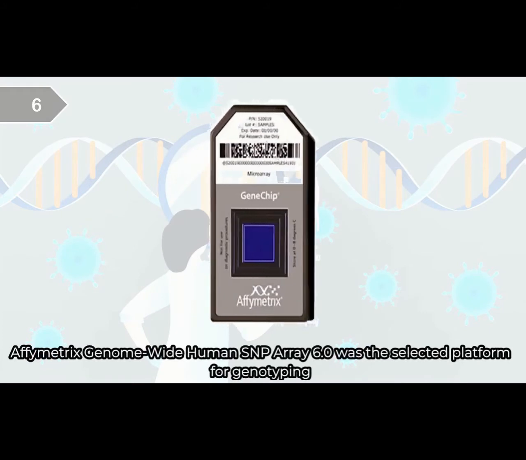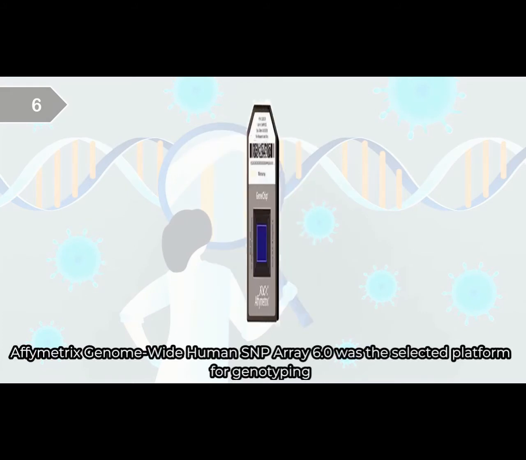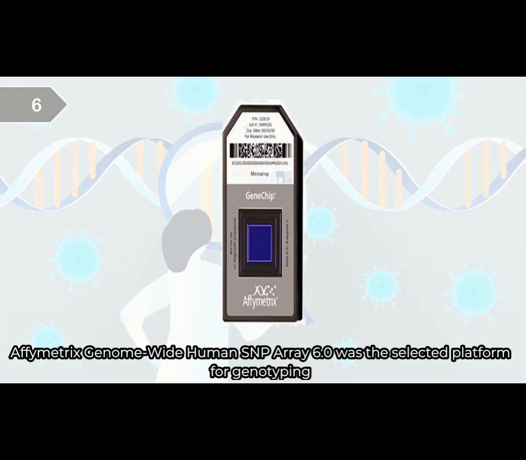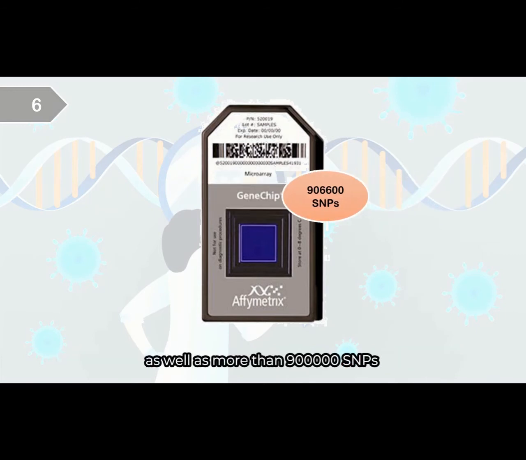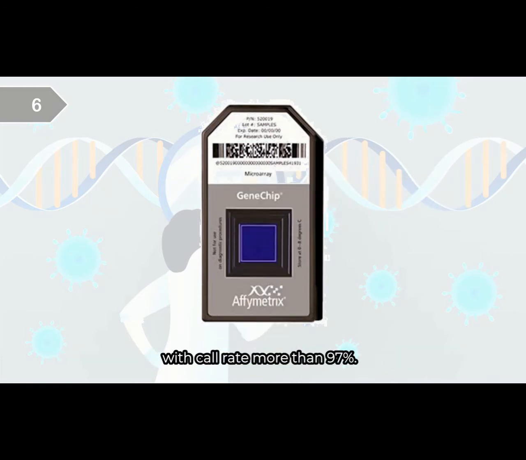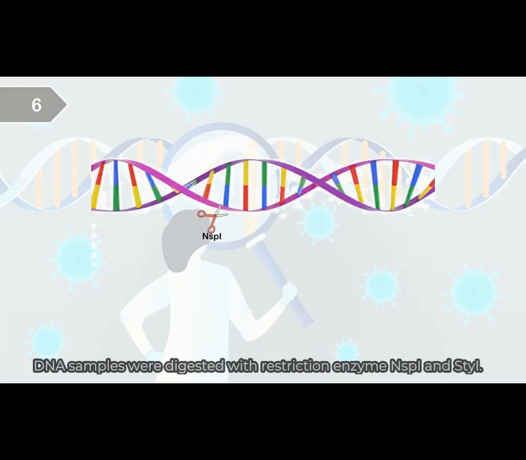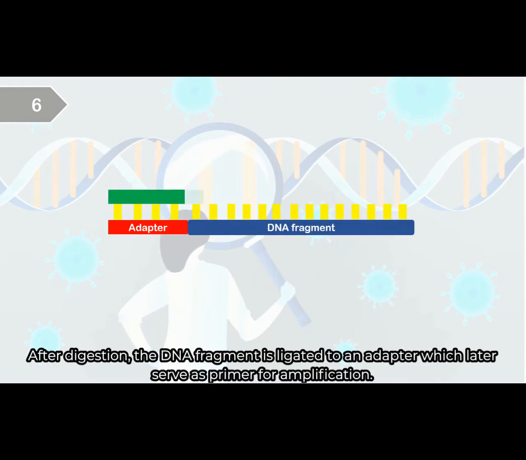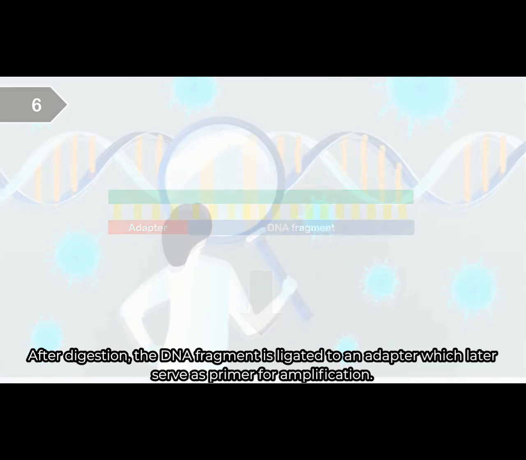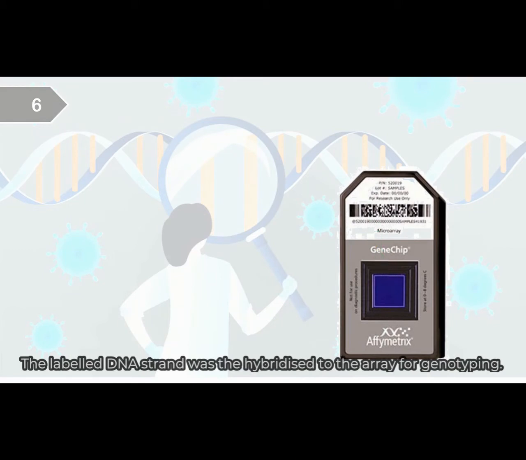The Affymetrix Genome-Wide Human SNP Array 6.0 was the selected platform for genotyping, as it includes more than 94,000 probes to detect copy number variants, as well as more than 90,000 SNPs with a call rate of more than 97%. DNA samples were digested with restriction enzymes NspI and StyI. After digestion, the DNA fragments are ligated to an adapter which later serves as a primer for amplification. The labeled DNA strand was then hybridized to the array for genotyping.